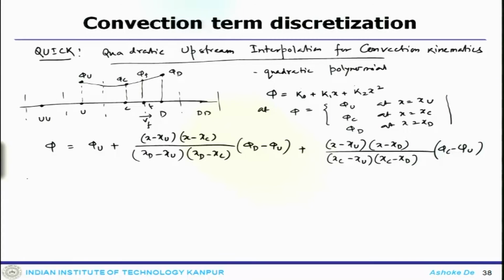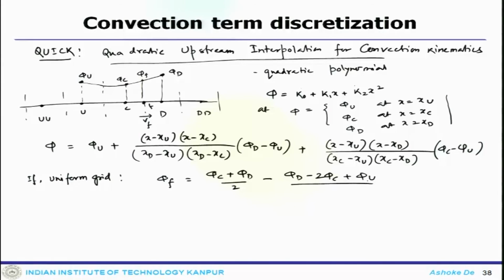Now, if you have a uniform grid, then this boils down to, at phi f it becomes phi c plus phi d by 2 minus phi d minus 2 phi c plus phi u divided by 8. So, for a uniform grid, the face value becomes like that.